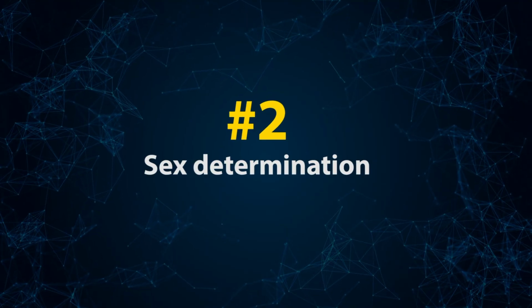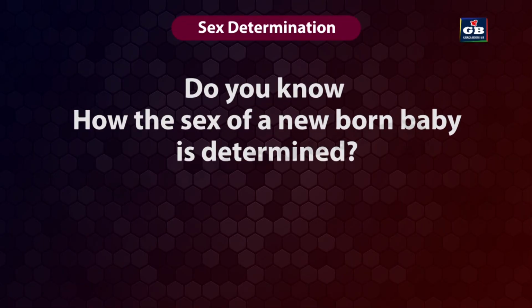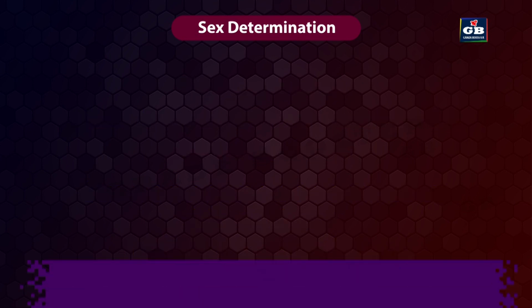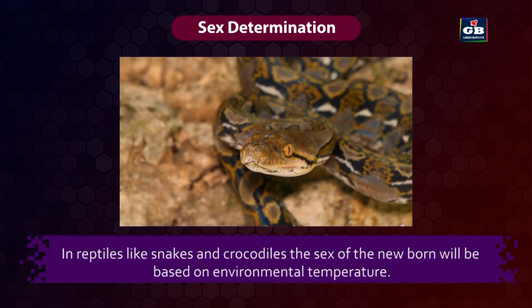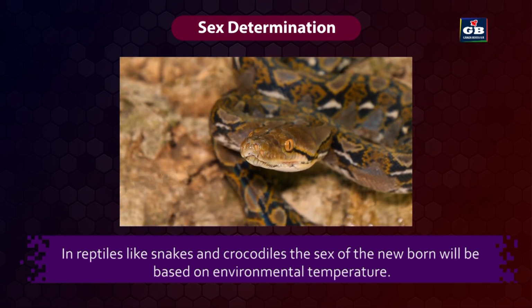2. Sex determination. Do you know how the sex of a newborn baby is determined? Sex of a newborn is determined by different factors in different species of animals. In reptiles like snakes and crocodiles, the sex of the newborn will be based on environmental temperature.